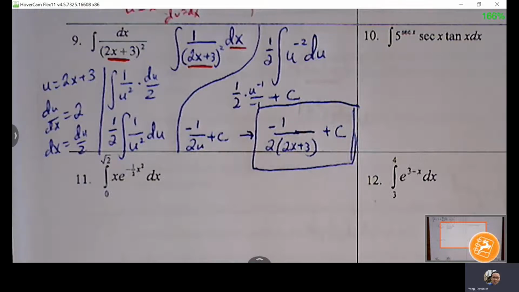That's for indefinite integrals, right? For definite integrals, we should just get numeric values at the end. But if it's an indefinite integral, and you're going through U substitution, you got to bring your original variable back. Don't present your answer in terms of U. Yes.